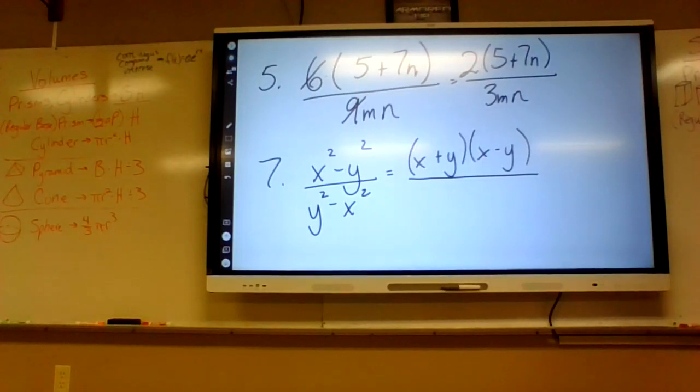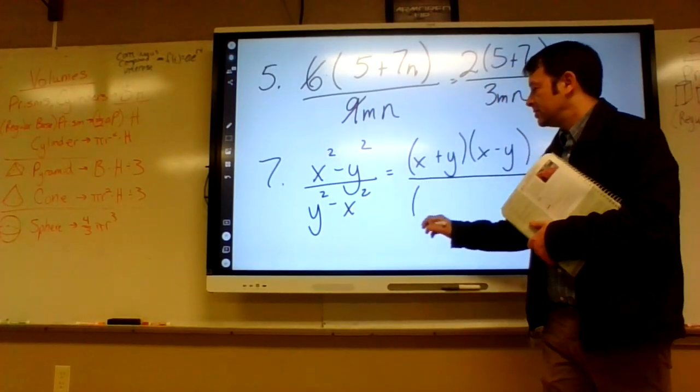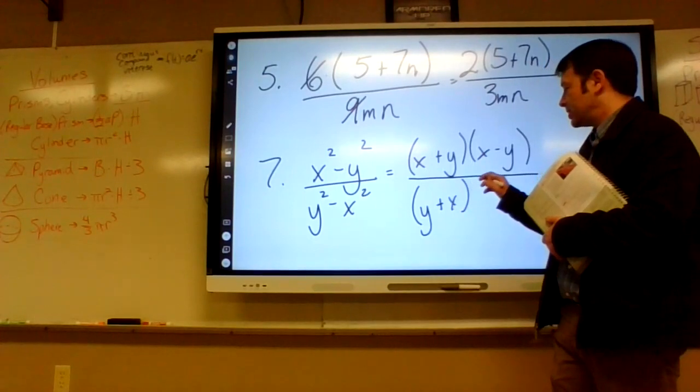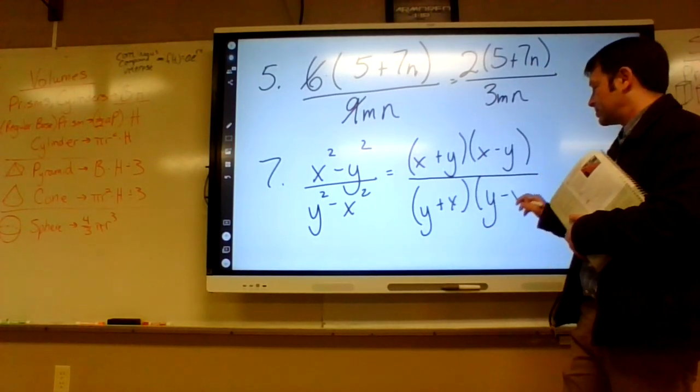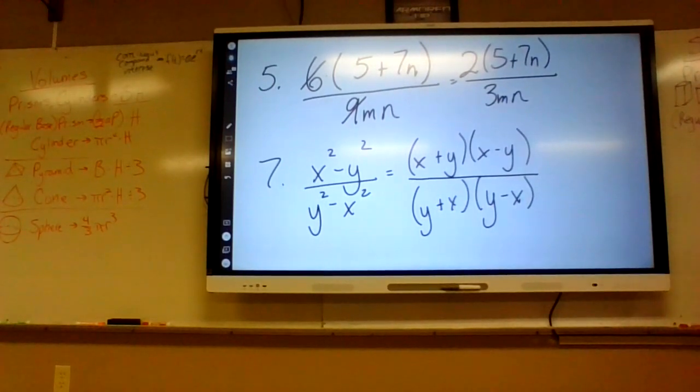Okay, how about the denominator, the bottom? Same thing, but the y is in front. So it would be y plus x and y minus x. Pretty similar. Okay, does anything cancel out on this one?